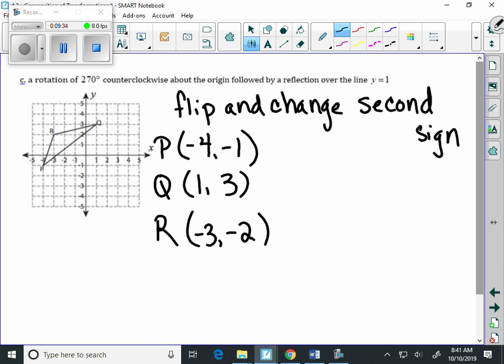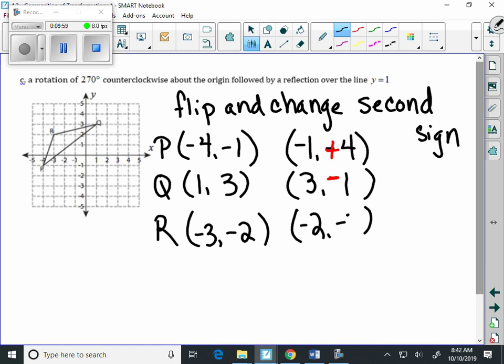So we're going to flip, and this is going to become -1, -4, but we're going to change our second sign. And no, you don't have to write that positive. Just figure out what works for you. 1, 3 becomes 3, 1, but we have to change the second sign. And -3, -2 becomes -2, -3, but we need to change the second sign.